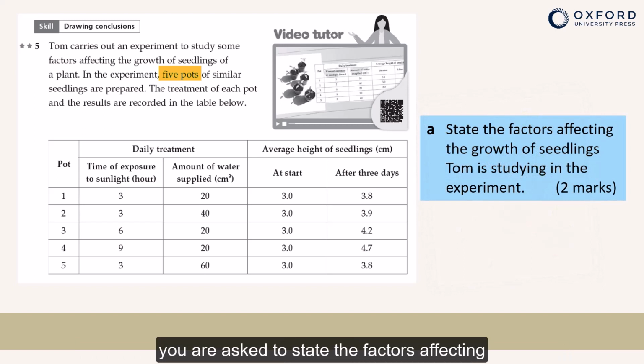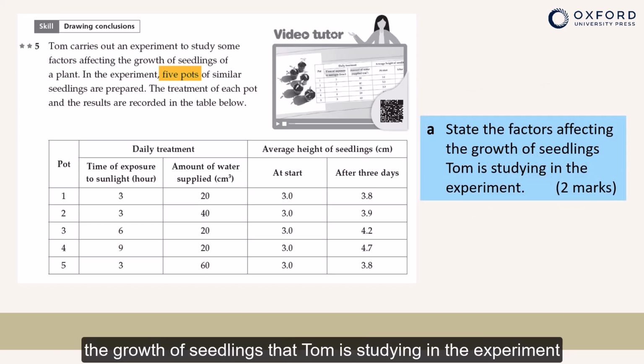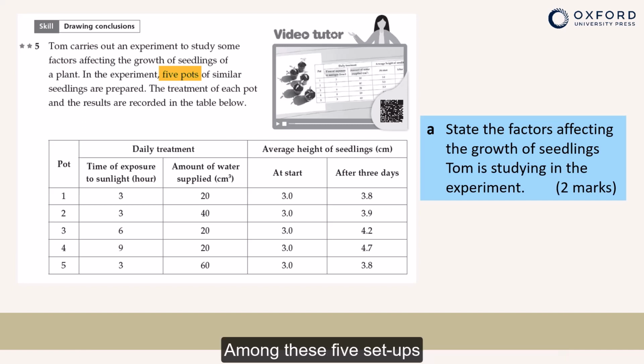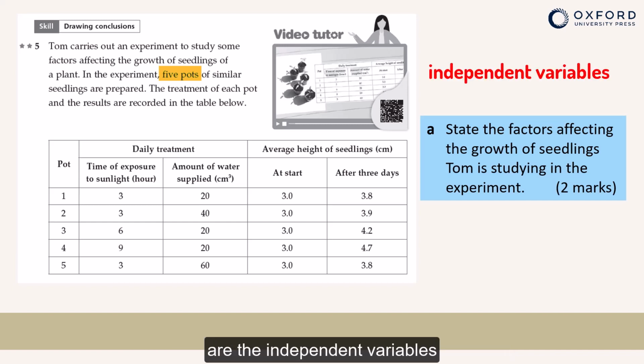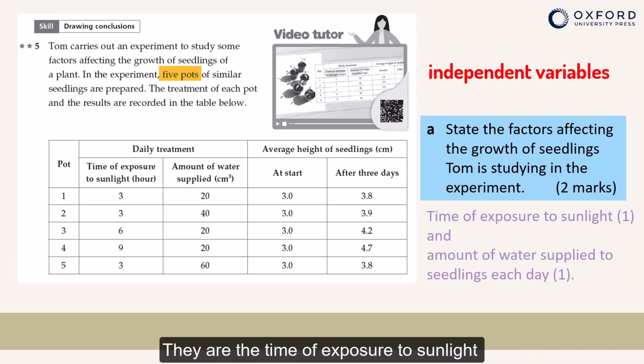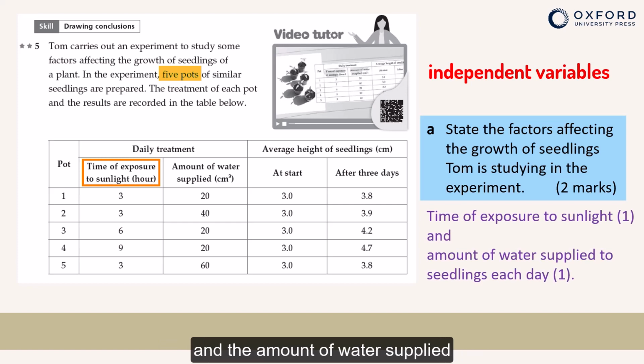In Part A, you are asked to state the factors affecting the growth of seedlings that Tom is studying in the experiment. Among these 5 setups, the 2 factors affecting the growth of seedlings are the independent variables. They are the time of exposure to sunlight and the amount of water supplied.